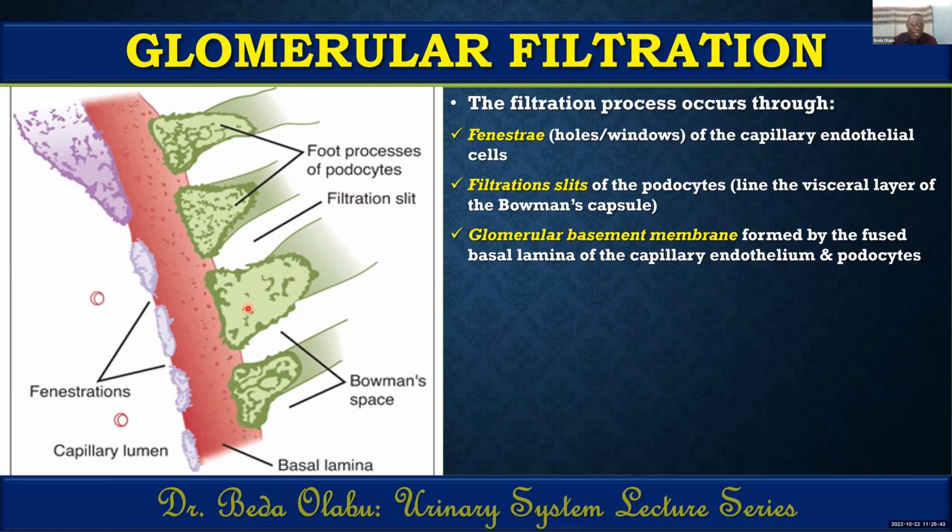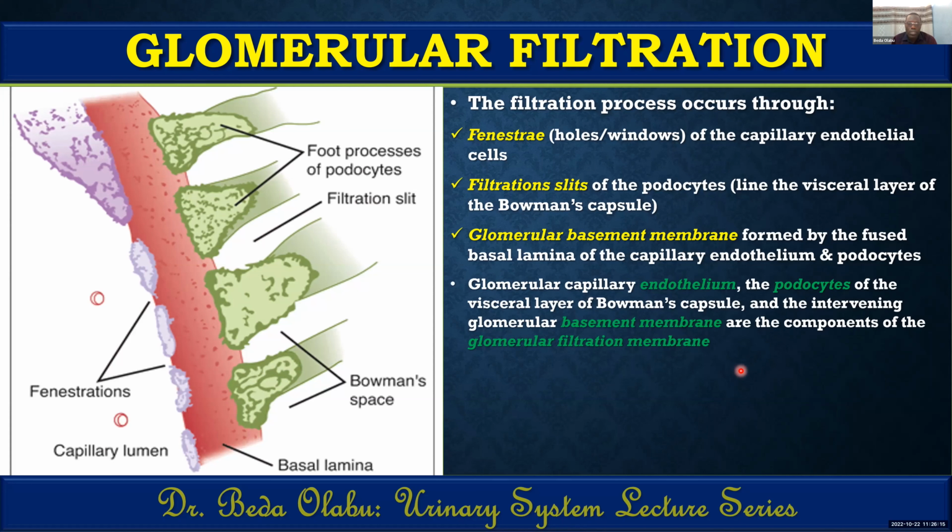And these are the finger-like projections of the podocytes. So between them are gaps which we call filtration slits. Substances will move from this side through the fenestra, then encounter the fused basal lamina, then go between the finger-like projections of podocytes. So that means through the filtration slits to enter the Bowman's space.